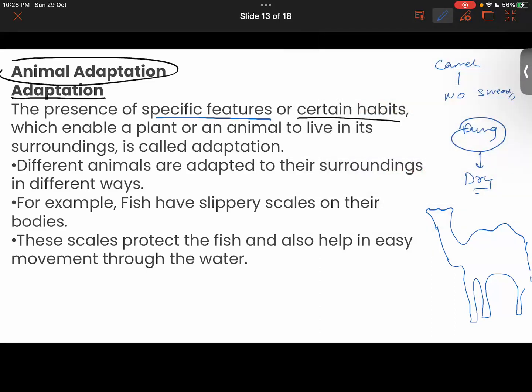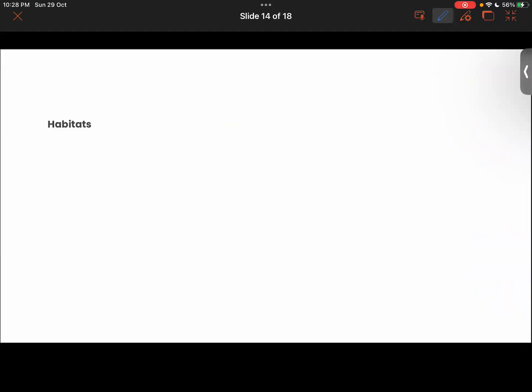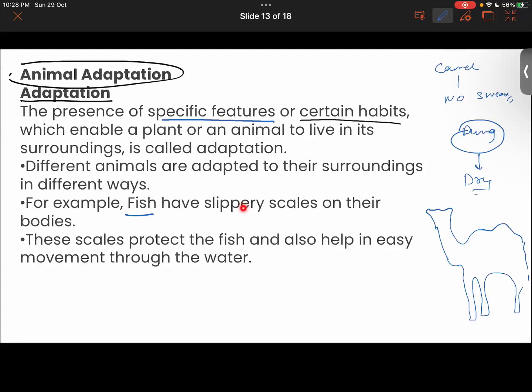Then you have examples of fishes also. The first thing you note about fish is that they have got a streamlined body shape that allows them to move easily in the water. They have slippery scales present on their body. They have got gills that help them to utilize the oxygen that is dissolved in the water.